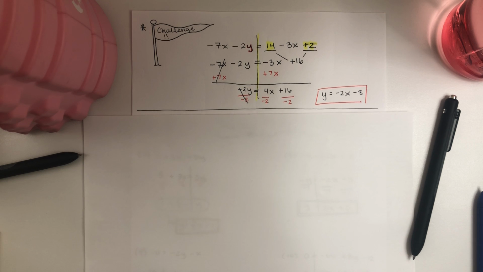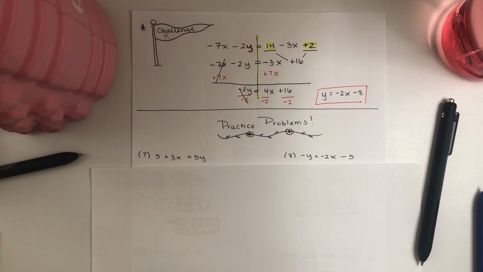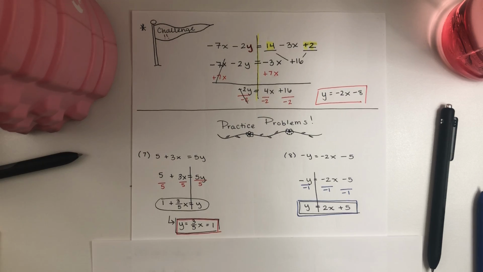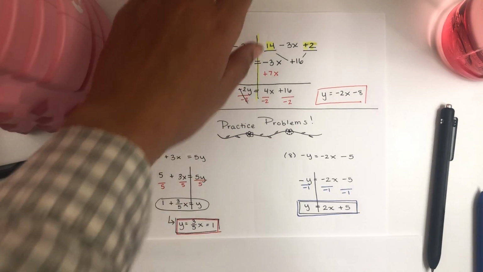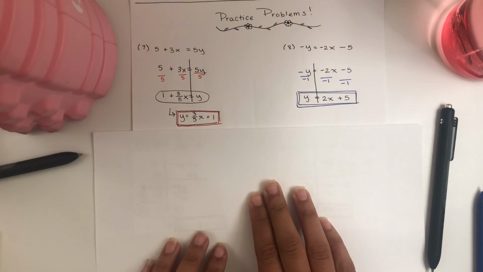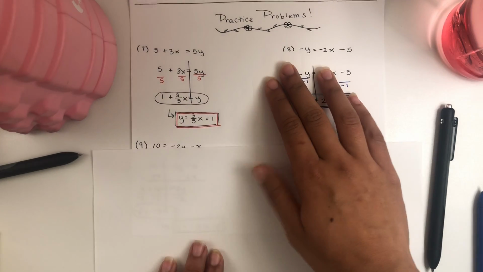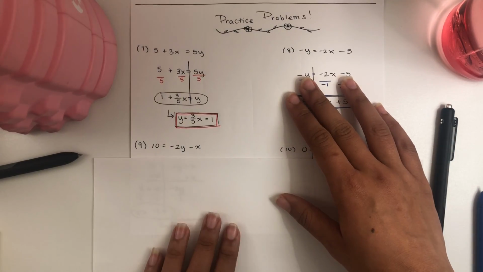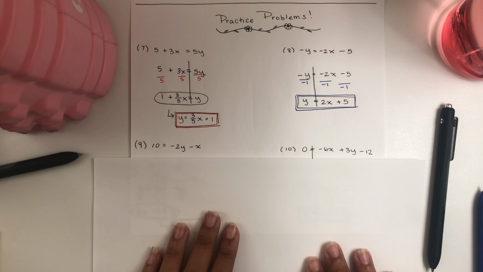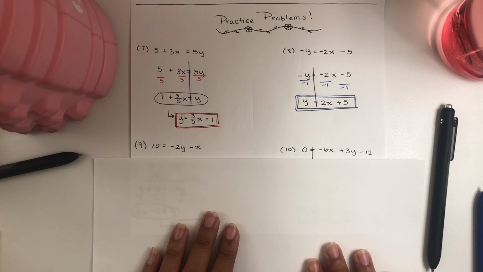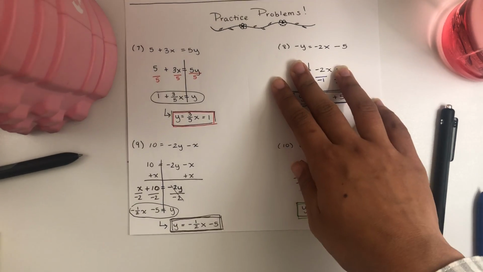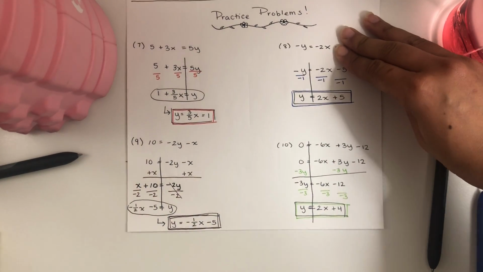All right, practice problems. Write down 7 and 8, pause the video. Try them on your own. Here are the solutions. Last two practice problems. 9 and 10. Try them on your own. Solutions. All right, that's it.